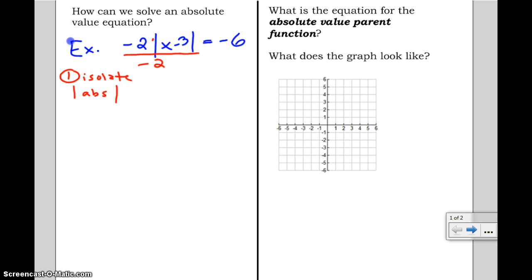So I'm going to divide by -2. Whatever I do to one side, I must do to the other. And now I can write down that I have the absolute value of x minus 3 is equal to 3.